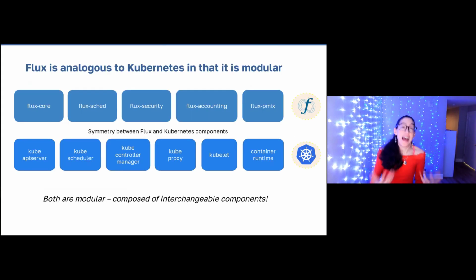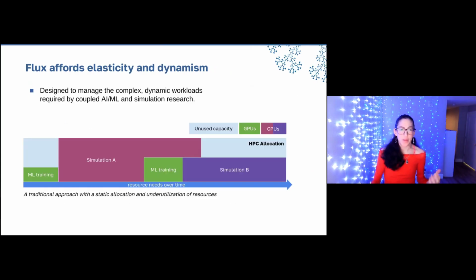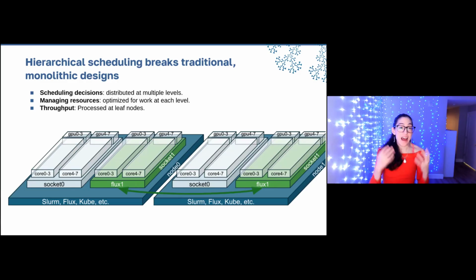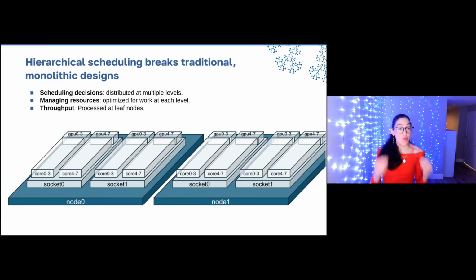Flux is also analogous to Kubernetes in that it has a modular design. This is in contrast to many HPC software stacks that tend to be kind of monolithic and huge. Flux affords elasticity and dynamism, so when you create a cluster in Kubernetes, it can grow and it can shrink. Flux also has a scheduling design that's really neat.